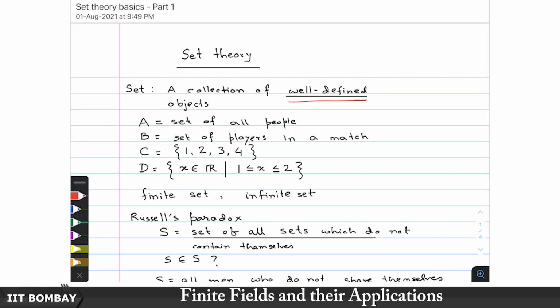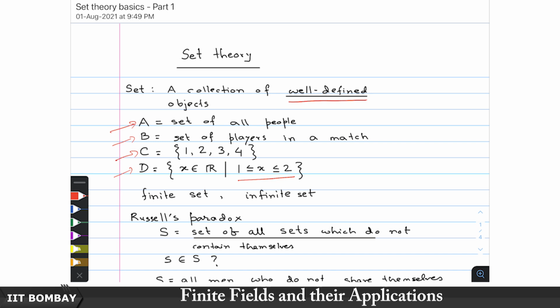Now, for example, the set of all people can be defined as a set. Set of all players in a match can be defined as a set. The set of numbers 1, 2, 3 and 4 can be called a set. The collection of all real numbers in the range 1 to 2 can be called a set. A set can have either a finite number of elements or an infinite number of elements, and depending on that the set will be called a finite set or an infinite set.